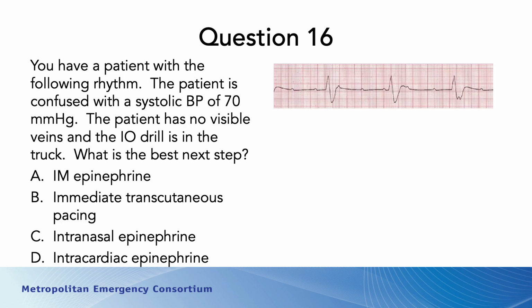Okay, you have a patient with the following rhythm. Patient has a systolic blood pressure of 70, so they're hypotensive. You went in to see the patient, and they have no visible veins. You can't get IV access, and the IO drill's in the truck. What's the next best step? Intramuscular epinephrine, immediate transcutaneous pacing, intranasal epinephrine, or, for those of us who are old enough to remember when it was a fad, intracardiac epinephrine with the 5-inch needle.